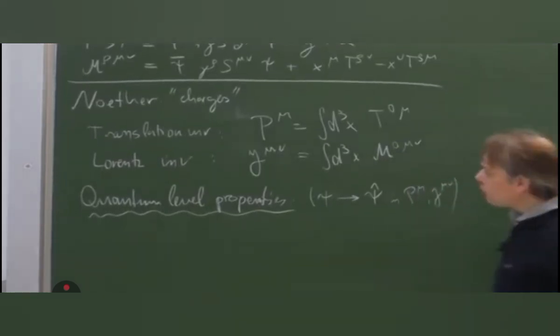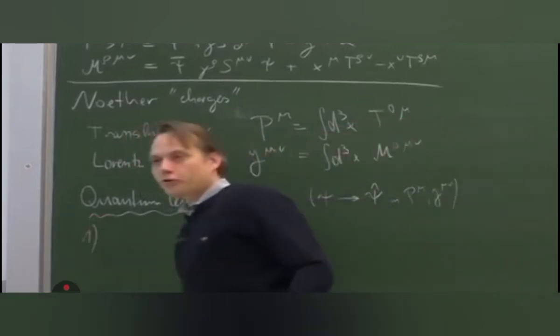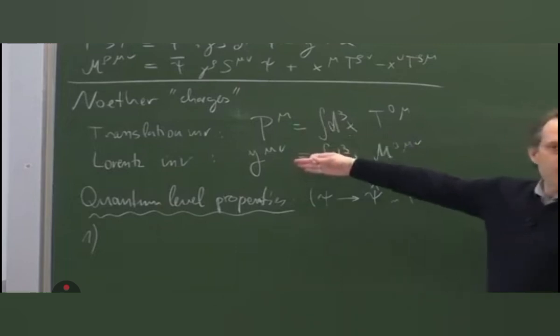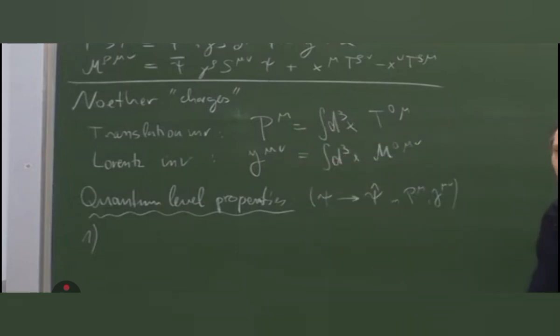So what are those properties? The first property is again that these operators now satisfy the correct commutation relations for a representation of the Poincare group.